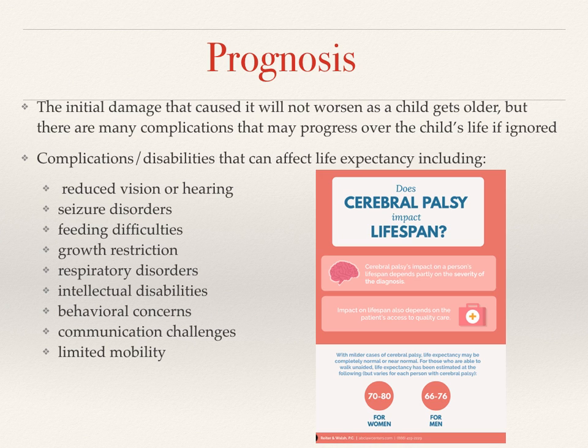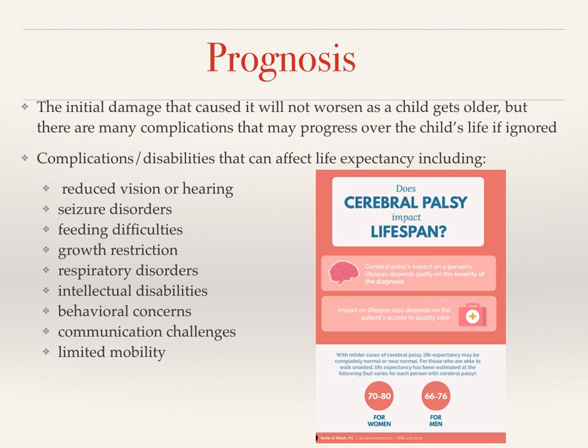So, what's the prognosis of patients living with cerebral palsy? The initial damage that's caused will not worsen as the child gets older, but there are definitely many complications that may progress over the child's life if ignored. Some complications or disabilities that can affect life expectancy include reduced vision or hearing, seizure disorders, feeding difficulties because of difficulty in swallowing and drooling, growth restriction, respiratory disorders, intellectual disabilities, behavioral concerns, communication challenges, and the limited mobility of the patients.